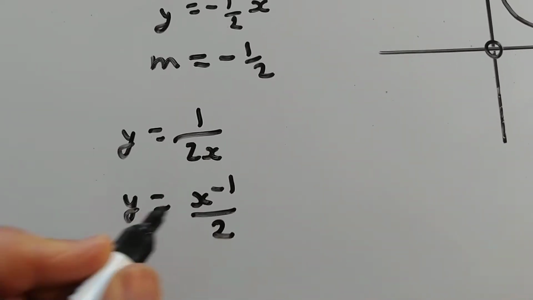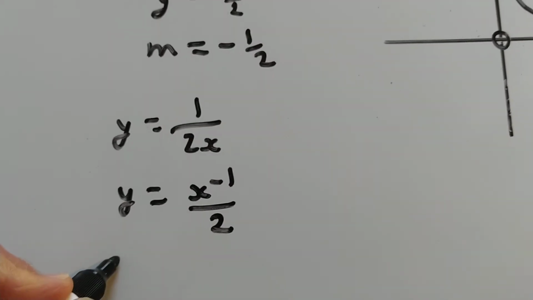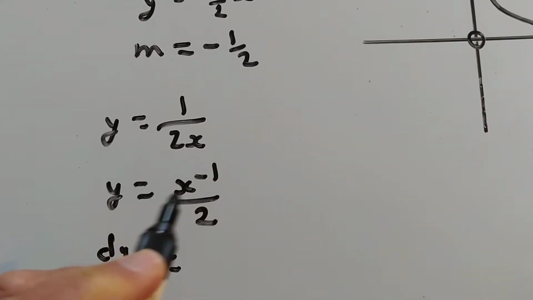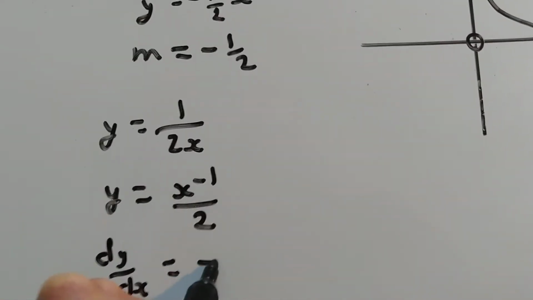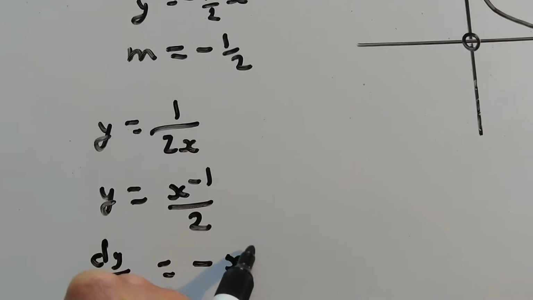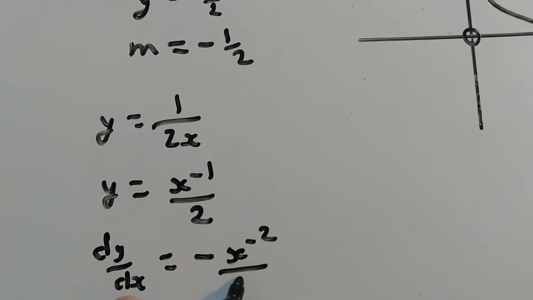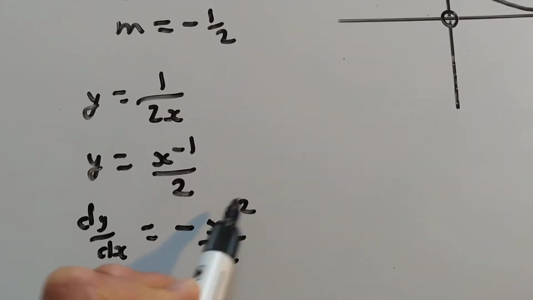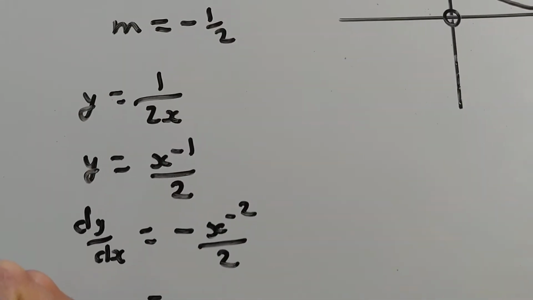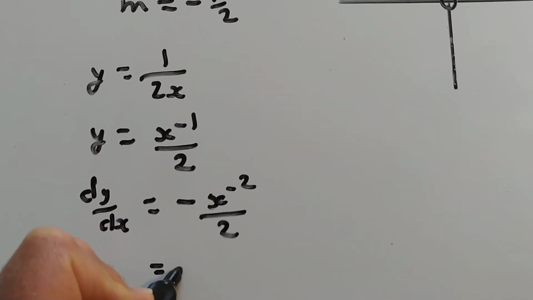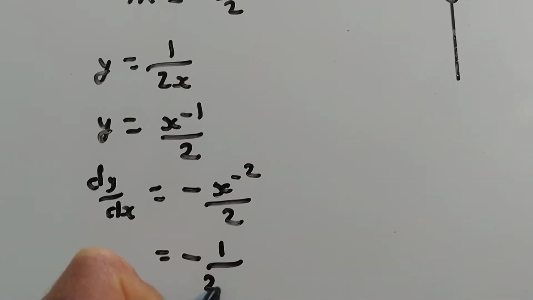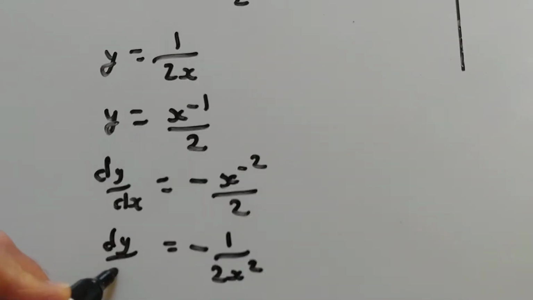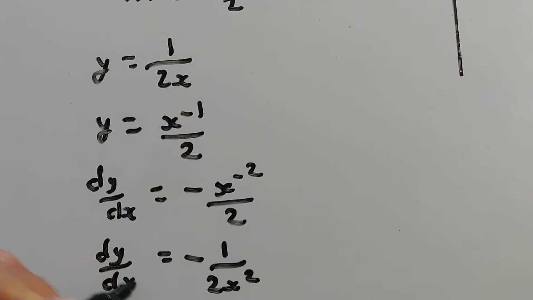Now I can differentiate. So my dy by dx is multiplied by the power, negative x to the minus 2 over 2. And then because this is a little bit clumsy with my negative 2 up here, I'm going to rewrite this as negative 1 over 2x squared. So that's my gradient for the tangent to the curve at any point.